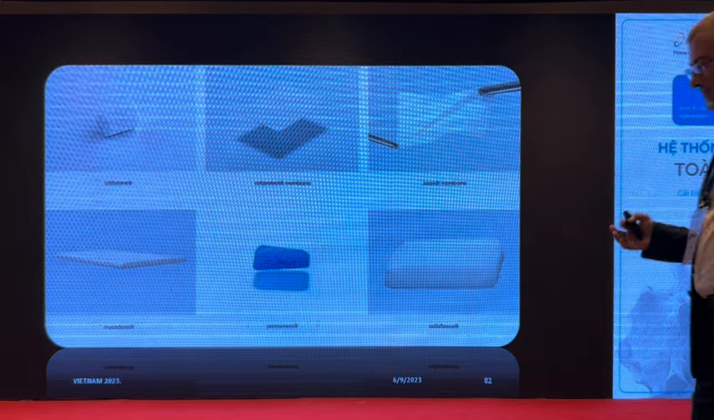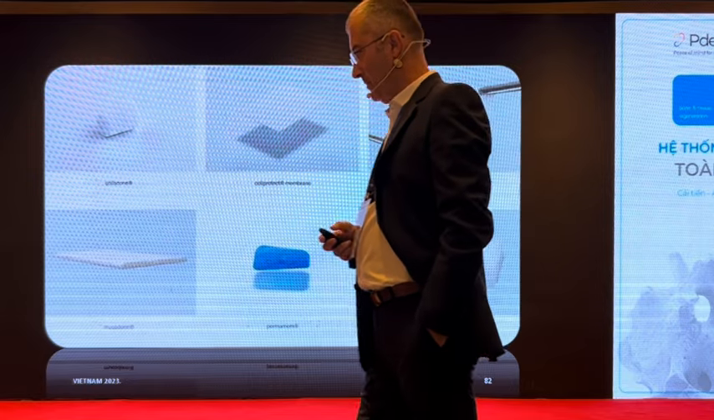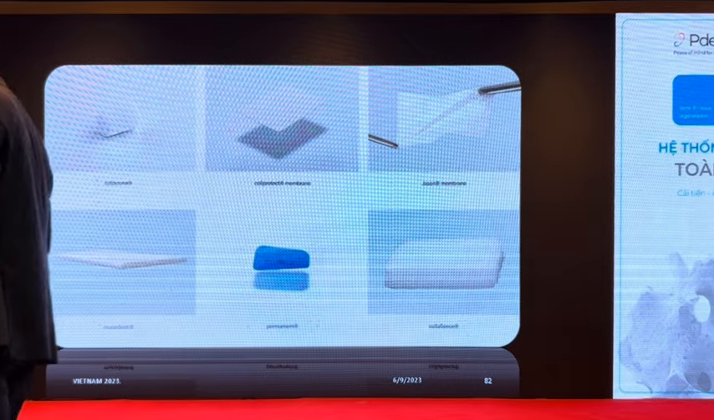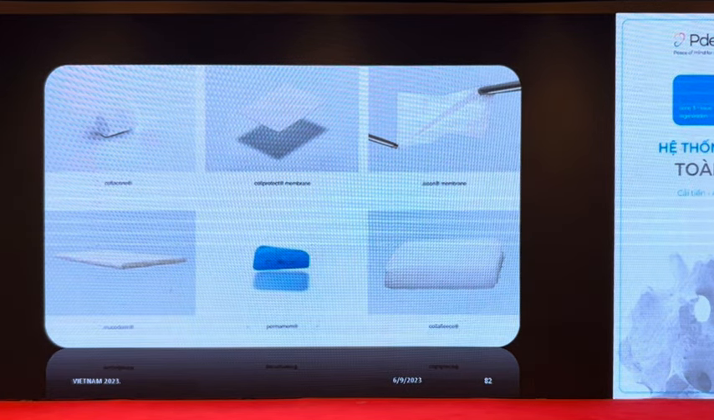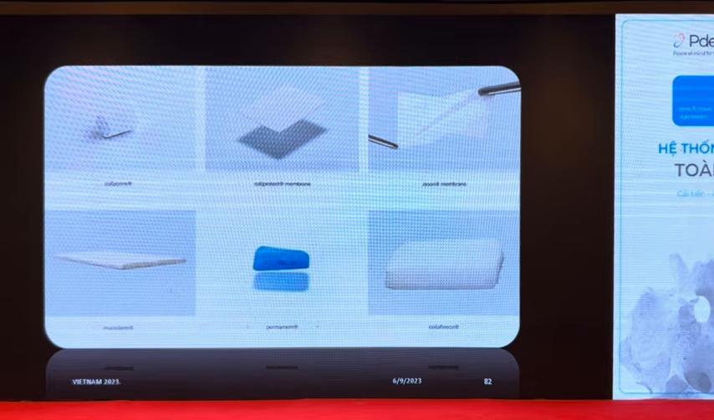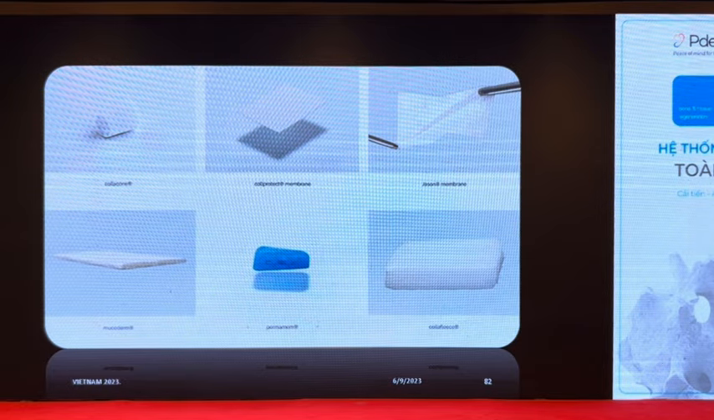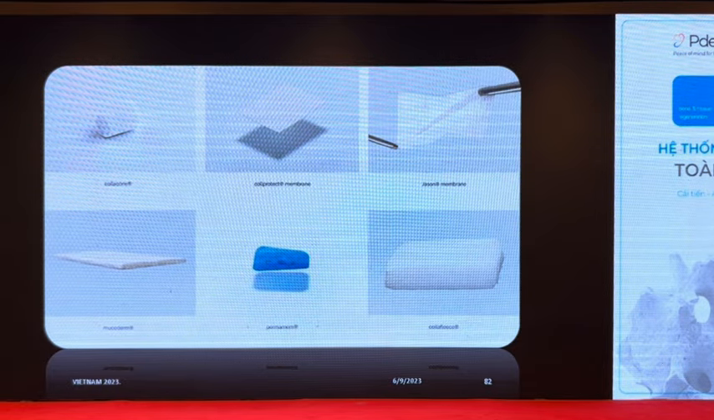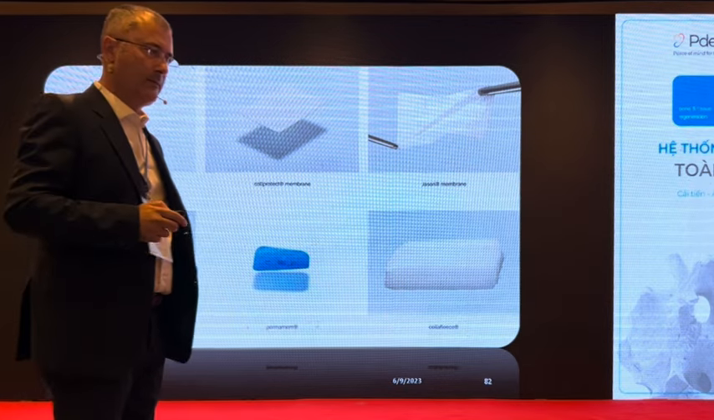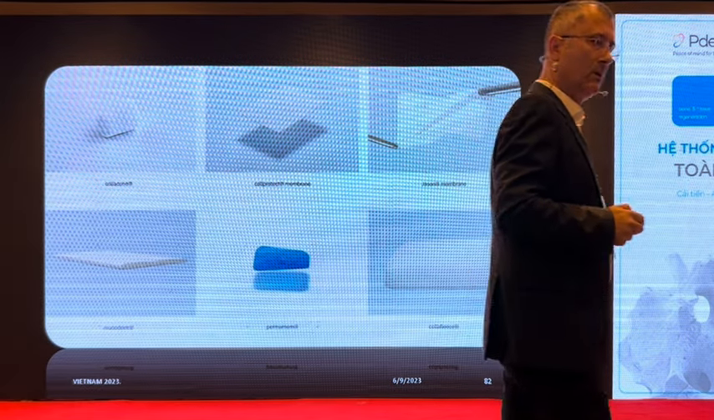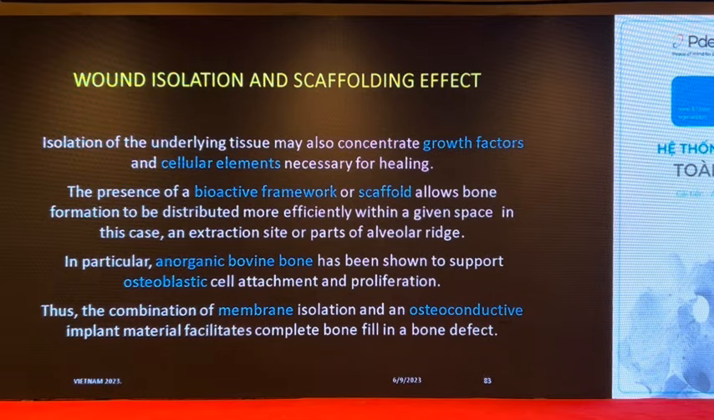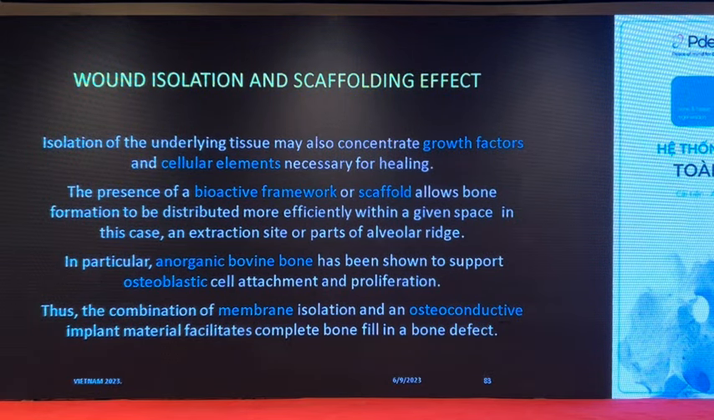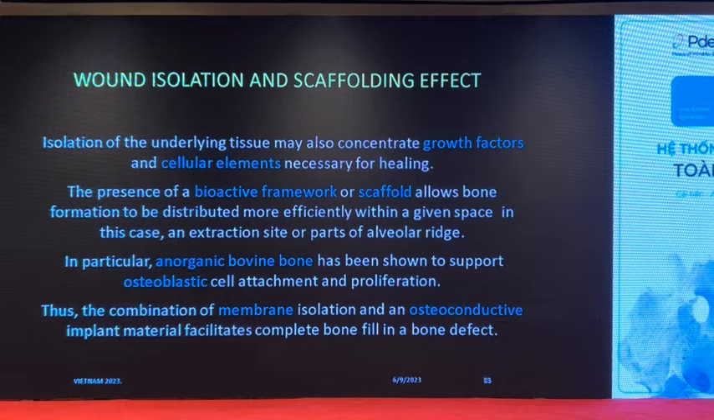We have a big portfolio from the Botiss company for this membrane. And when we speak about membranes, we always speak about isolation and a barrier against granulation tissue regrowth. But these membranes have another influence on the tissue.